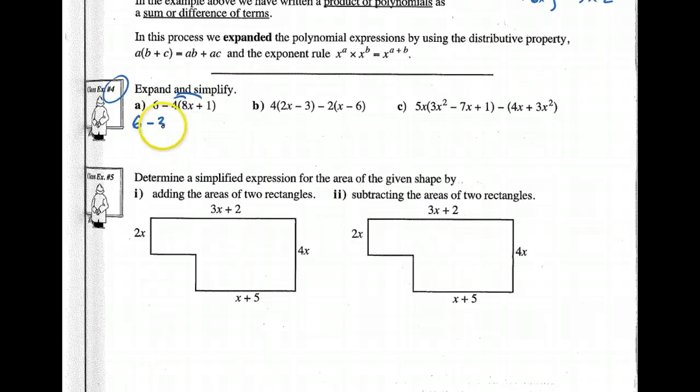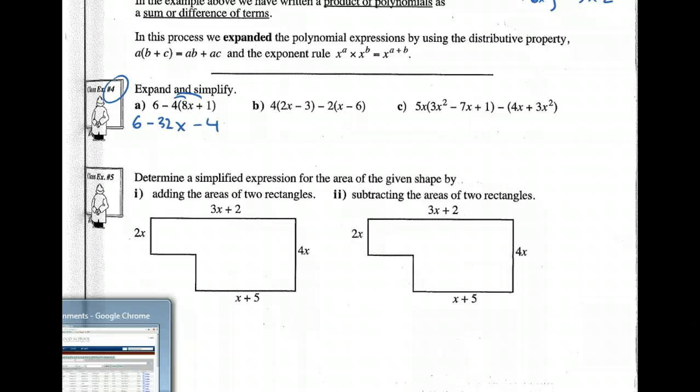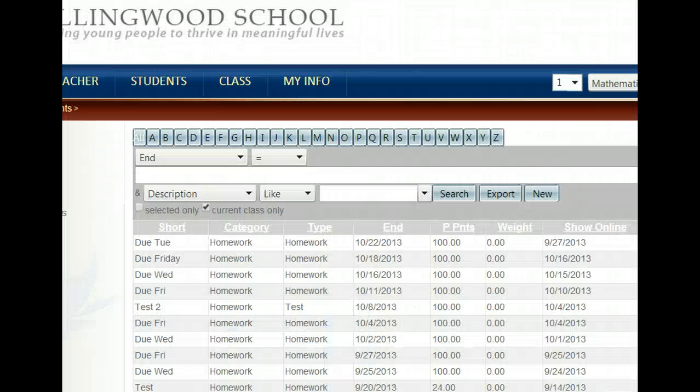Negative 32x minus 4. Now that's the expanding part. Now I've got to simplify this. And to simplify, just collect my like terms, which we did last class. I'm going to underline my 6 and my 4 because they're my like terms, and then get negative 32x plus 2 because 6 minus 4.